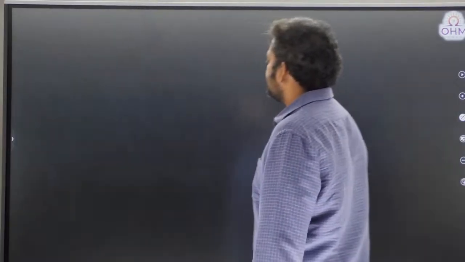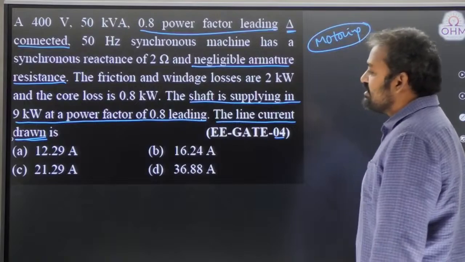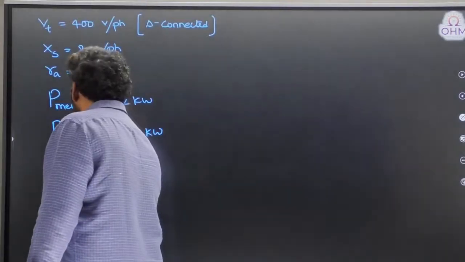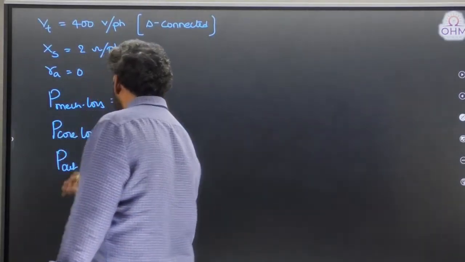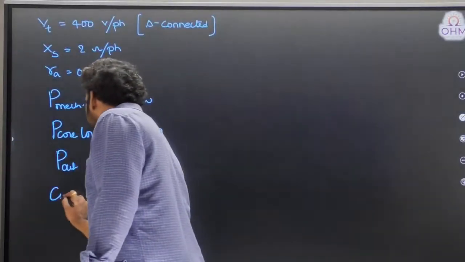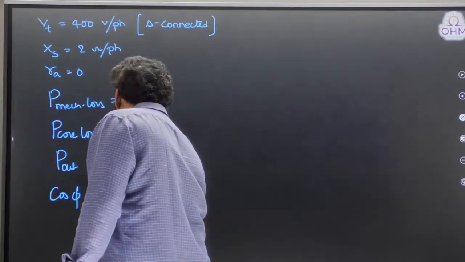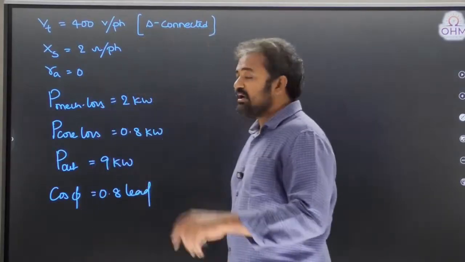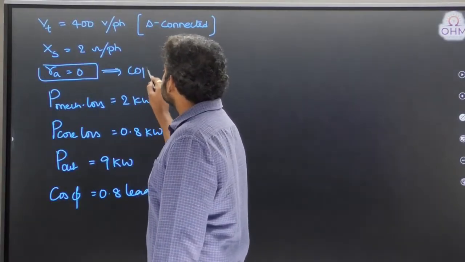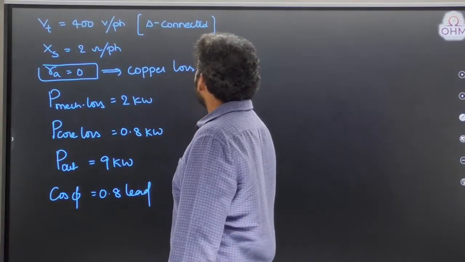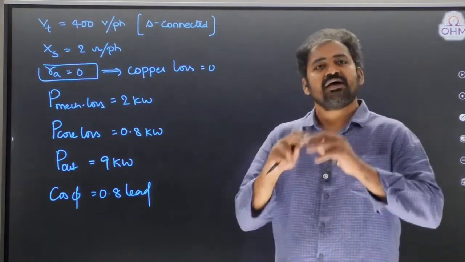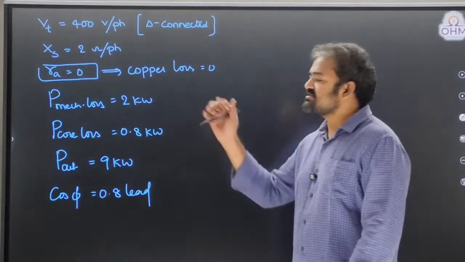Okay. Next information. Shaft power was given. What is a shaft power? 9 kilowatt. That is output power indirectly. So the output power was 9 kilowatt. Power factor was given. What is the power factor? 0.8 leading. Power factor cos phi is equal to 0.8 leading. One important observation is, as armature resistance is neglected, indirectly copper loss is 0. Got it? So the only resistance offering a copper loss is the armature winding resistance. As armature resistance is neglected, copper loss is 0.